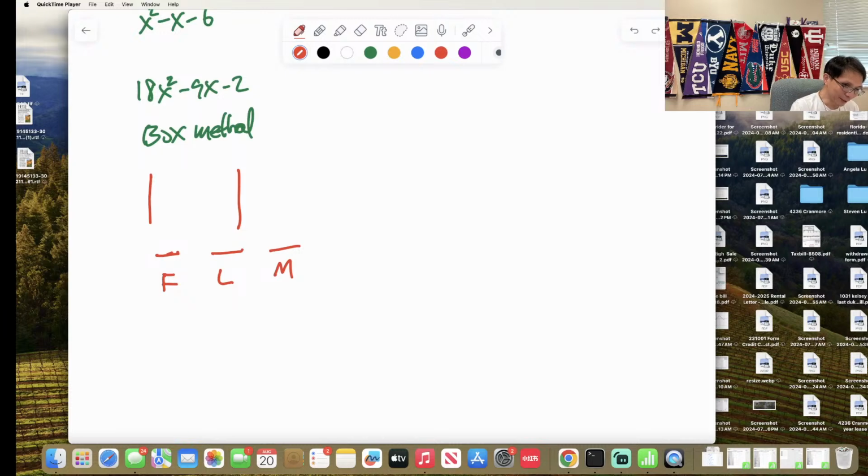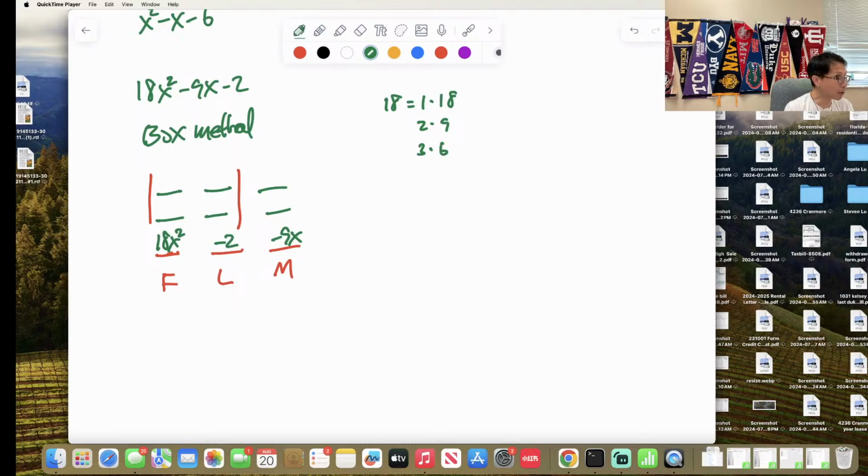So what happens is you multiply the first and last terms. I'm going to write down the first term, 18x squared, and minus 2, and minus 9x outside, also including the sign. Now I'm going to teach you a trick, and it's a very, very important trick. 18 has factors of 1 times 18, or 2 times 9, or 3 times 6. The trick is to always try the numbers closest to each other first.